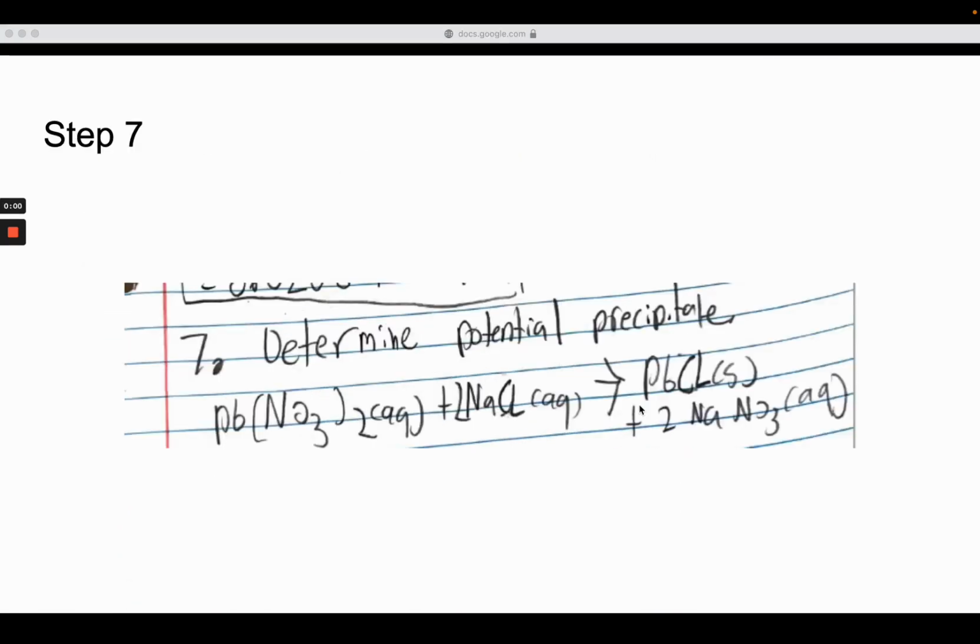And then you determine the potential precipitate, and you write out the equation. Lead 2 nitrate plus 2 NaCl equals lead 2 chloride and 2 NaNO3. And then by solubility rules, all nitrates are soluble, which means that PbCl2 must be the potential precipitate. Also, it's in the KSP table.